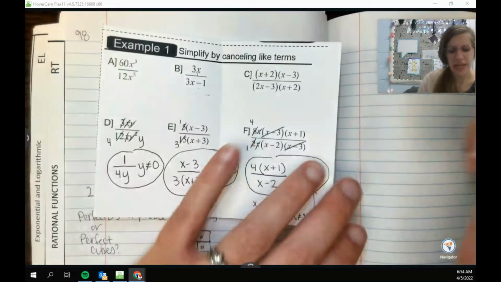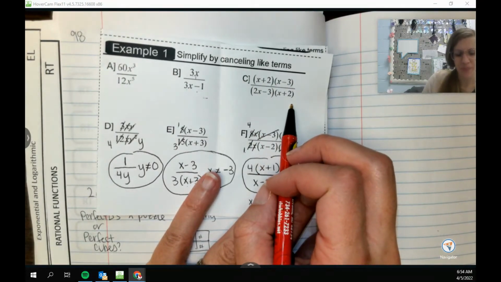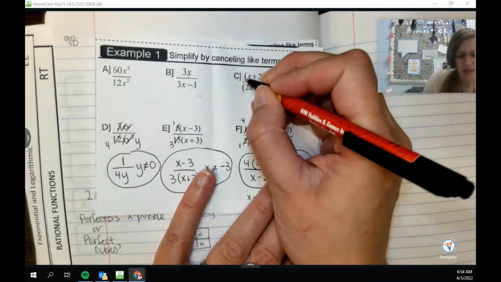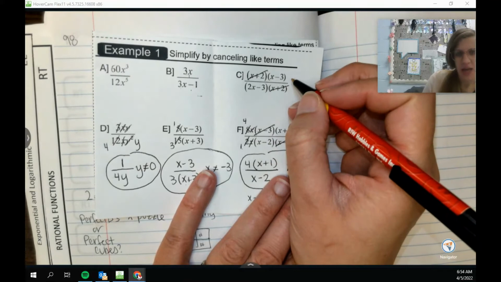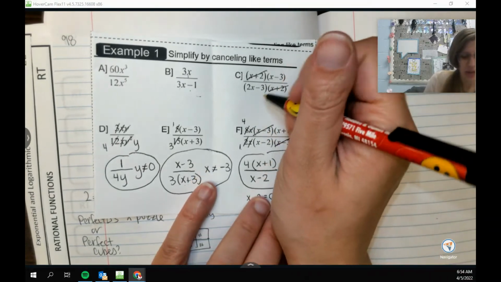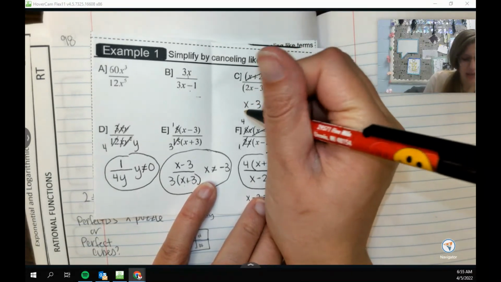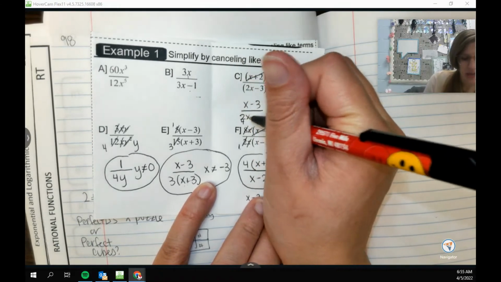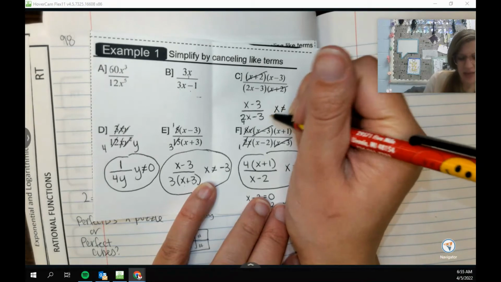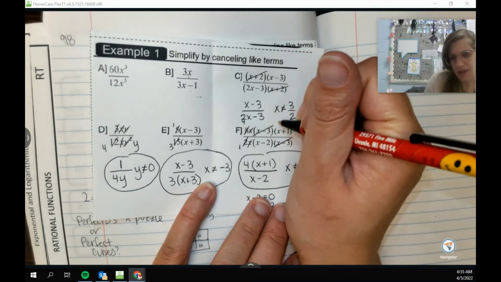Okay, looking at C, we are still a big old multiplication problem, big old multiplication problem. So I'm looking for a factor of x plus 2 on bottom, which I have. And I'm looking for a factor of x minus 3, which I do not have. So I factored, I canceled out my common factors, and now I just rewrite my answer. We got x minus 3. And then 2x minus 3. X cannot be 3 over 2, because I'd add the 3 over and then divide by the 2.